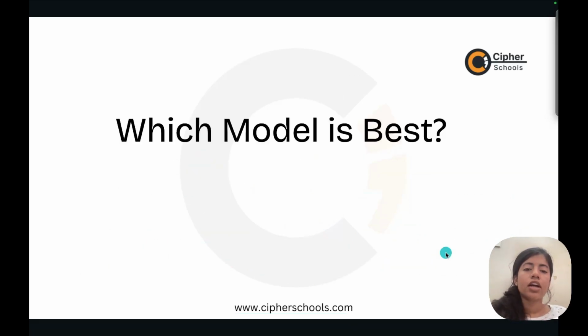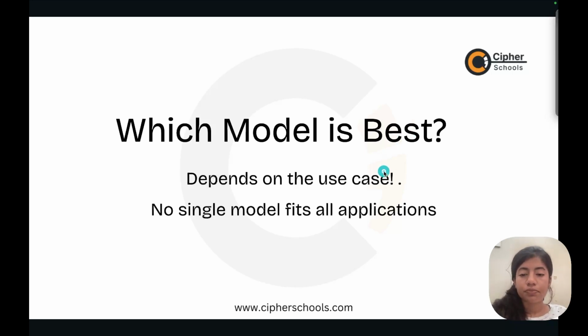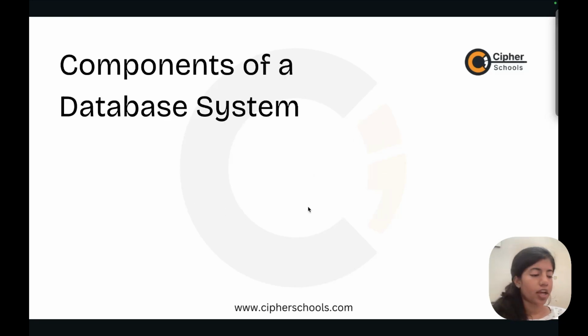So let's move ahead. The most important question of all the discussion we had till now is which model is best. We discussed four models, so how do we decide which model to use? The answer depends on the use case, because no single model fits all applications. So we need to understand the use case first and then decide which model to use. We have a set of models, and depending upon our use case, we need to pick one.